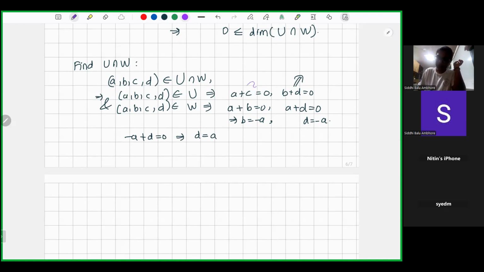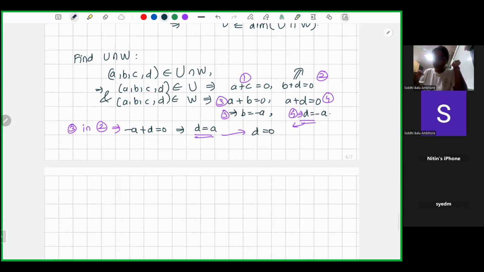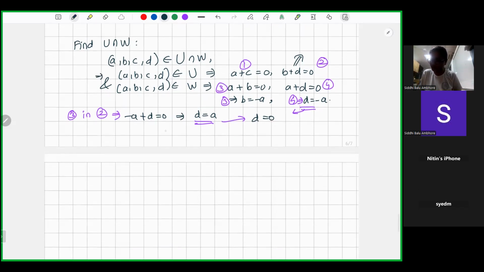So let me name this 1, 2, 3, and 4. So 3 implies this, 4 implies this, and 3 in 2 implies this, and then this and this collectively give me D is equal to 0. Because D is also plus A and minus A, D is equal to 0. And the moment I have D is equal to 0, this will give me A also 0.